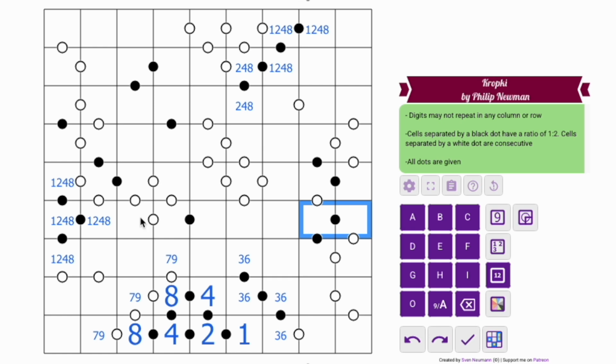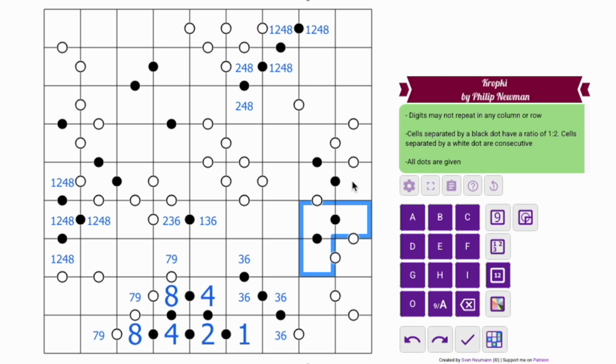I wonder if I can eliminate. Is it impossible for this to be a 1? No, it can be a 1, 2. Can't be a 4, 8. So this could be a 1. Here are the options. It could be a 1, 2. Or this could be a 3, 6 in some direction. This is even less constrained.